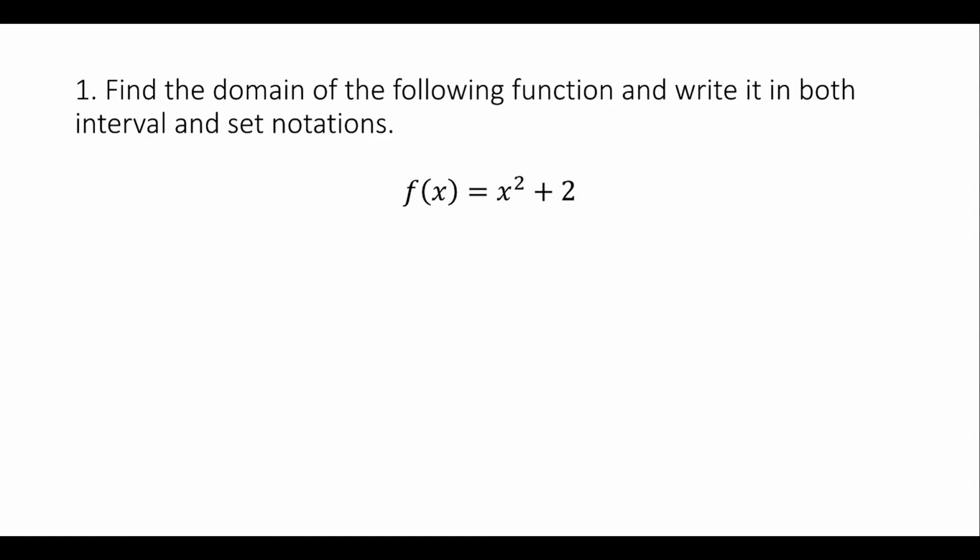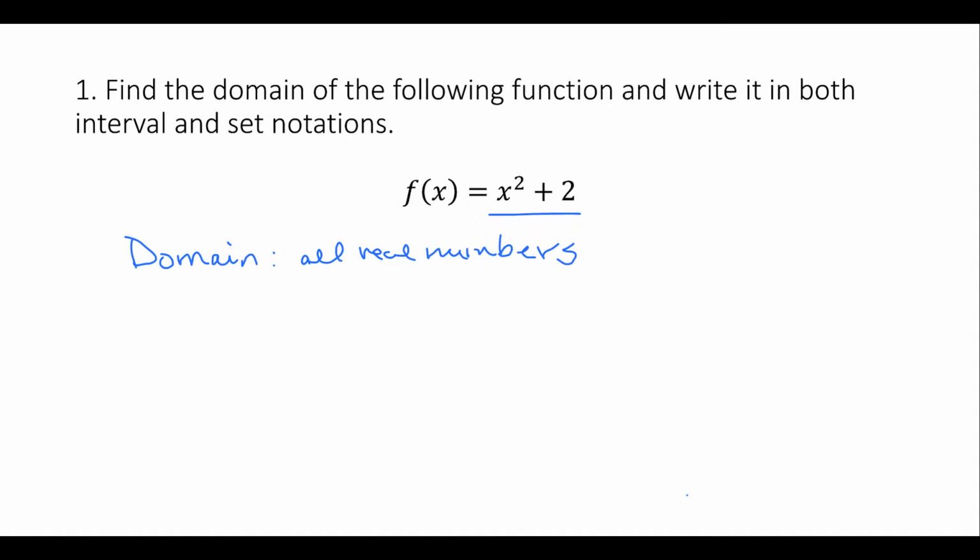So in that case, because there are no problematic x's, there are no x's that are going to cause me trouble, that means that I can use any real number whatsoever to input into this function. So the answer for the domain of this kind of function, which is really just a polynomial, is all real numbers, because there are no real numbers that are going to be problematic for us to input into this function.